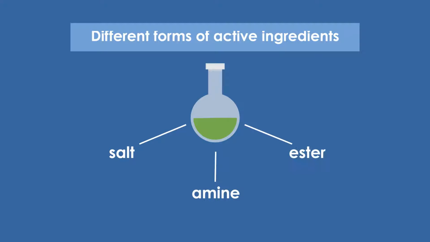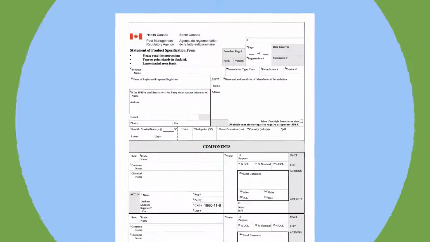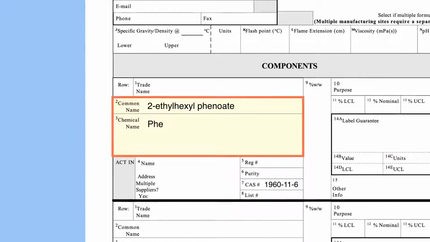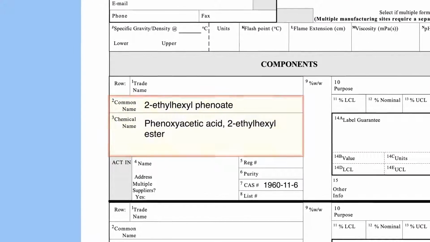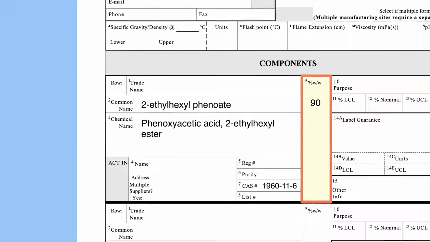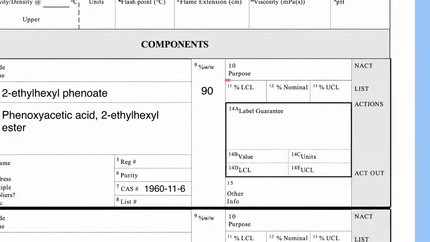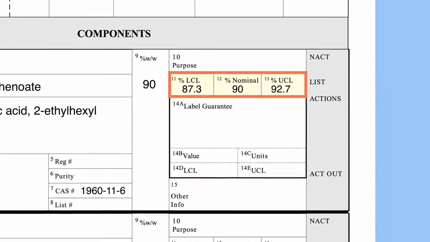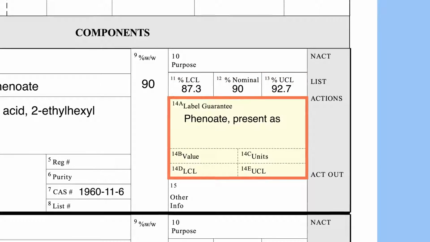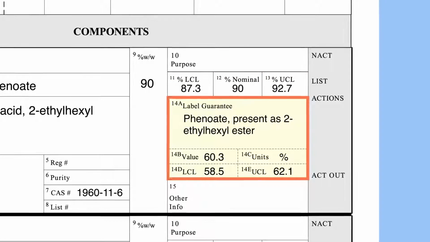All of the chemicals disappear except for a round flask holding a green liquid. Text at the top of the screen says different forms of active ingredients. Lines appear connecting words to the flask that read salt, amine, and ester. To enter the specifications, enter the name of the chemical form actually present, then enter the weight percentage associated with this chemical. Next, enter the specifications of this chemical and the label guarantee that refers to the active portion only.